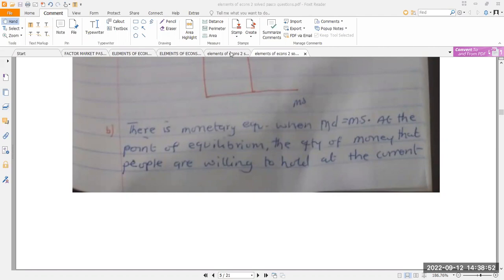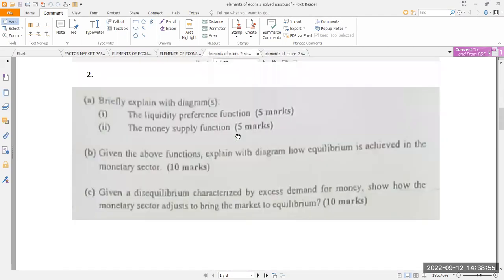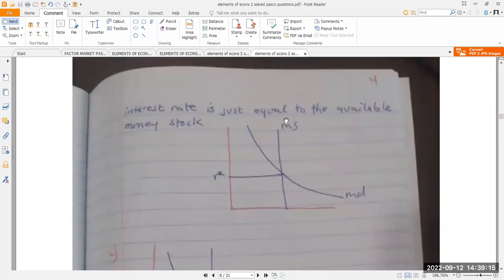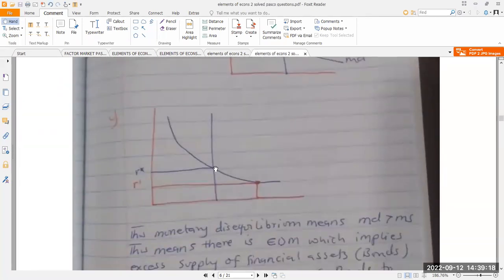Okay, so I think that's the next question. Given a disequilibrium characterized by excess demand for money, so here the demand for money is more than the supply of money, how will the market adjust to bring back equilibrium? Let's look at that. Let's assume that this is the initial equilibrium point where demand for money is equal to the supply of money. So the equilibrium interest rate is R star.